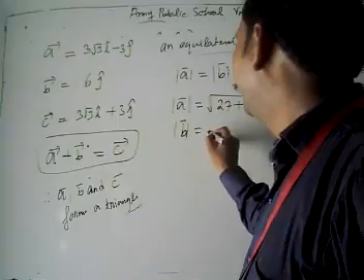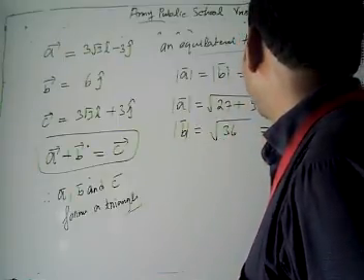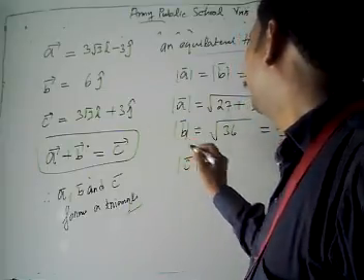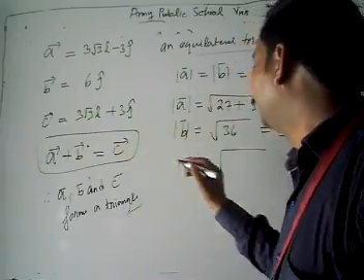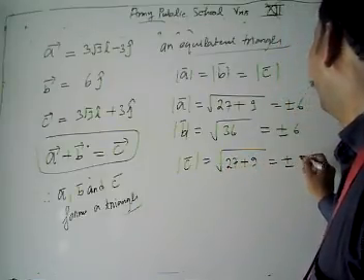Modulus of B is under root 36, 6 square is 36. Then again we get plus minus 6. Then for C, again it's 27 plus 9. Again we get plus minus 6.